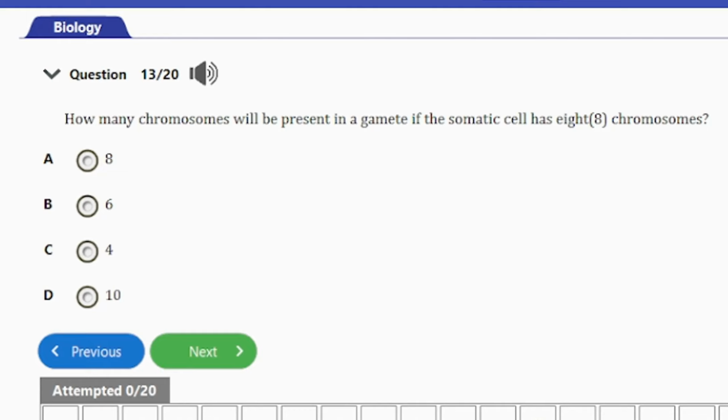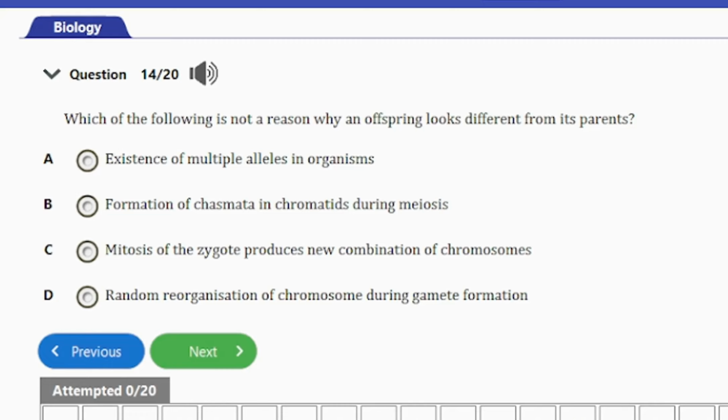Question number 13 here. It says, how many chromosomes will be present in a gamete if the somatic cells was 8 chromosomes? So guys, obviously that's half the number of chromosomes in the somatic cell, and without having to go through the options here, option C is the correct answer to this question, and that's 4. Let's consider the next question.